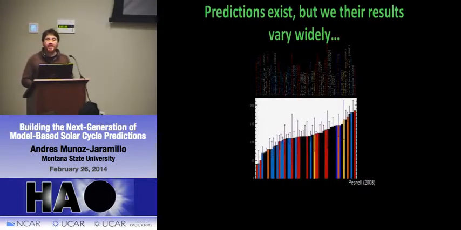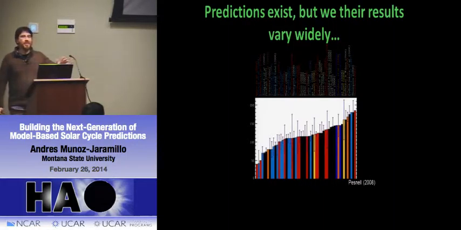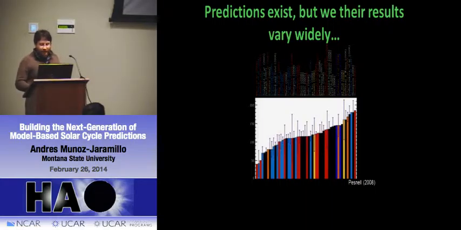Okay, so predictions exist, but the results vary widely. And this is an image that I'm showing you for effect. This is a compilation of all the predictions that were made for solar cycle 24. Okay, there are different methods of making your predictions. All of them are calculated here. Whether they are outlandish or not, these were all the predictions that we had, right?